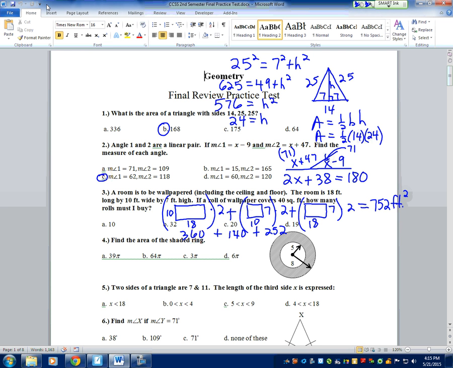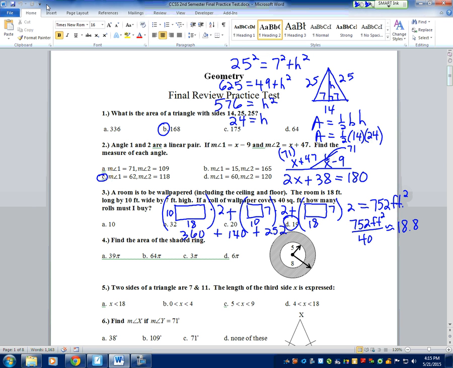And then we're going to take that 752 square feet and divide it by 40. We get how many? About 18 point something, 18.8, and we would round up to 19. So yeah, 19 rolls. That's answer choice C. This one's right.